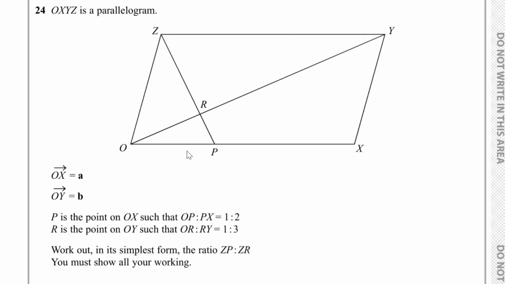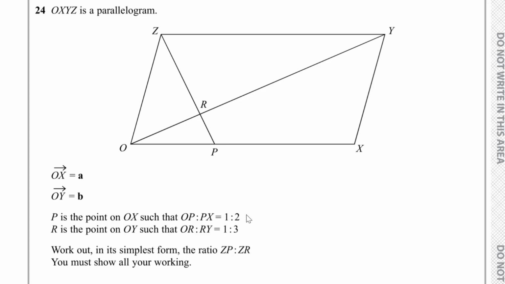Question 24, we have OX, which is equal to the vector A, and OY, that's equal to the vector B, and P is the point on OX such that the ratio of OP to PX is equal to 1 to 2, and R is the point on OY such that OR to RY is equal to 1 to 3, and we have to work out in its simplest form the ratio ZP to ZR. Show your working. Okay, so we've got OX, which is equal to A, so this entire thing is OX.